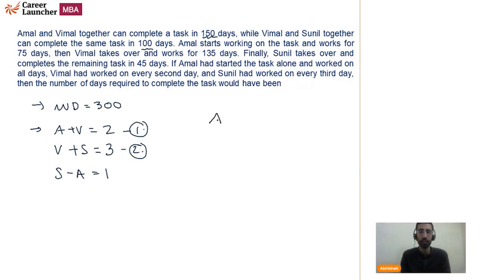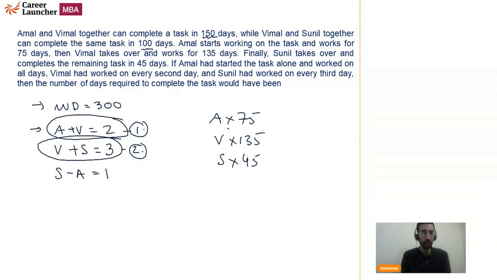Amal works for 75 days. Vimal works for 135 days. Sunil works for 45. Since we don't know their individual work rates, we use A plus V. If I take out 75 days of work, I can write 135V as 75V plus something else, and this is 75A. Now this combined is going to be equal to 75 times A plus V. This is 150 units of work. Has to be half.